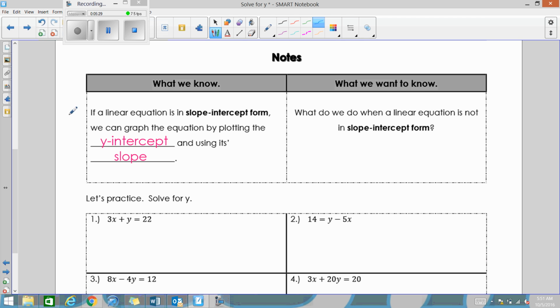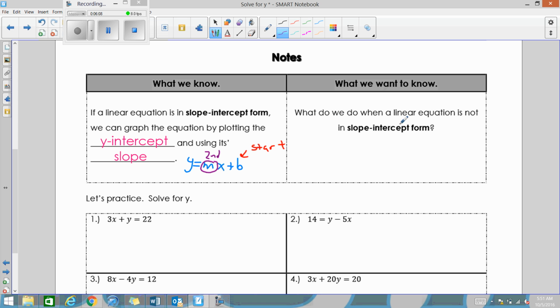So here's for our notes. If a linear equation is in slope-intercept form, we can graph using the y-intercept and using its slope. So again, if it's in slope-intercept form, y equals mx plus b, which was the lesson the last time I was out. You begin at b. This is where we start. The second thing you do is graph the slope. You'll say, all right, I rise and run and do everything.